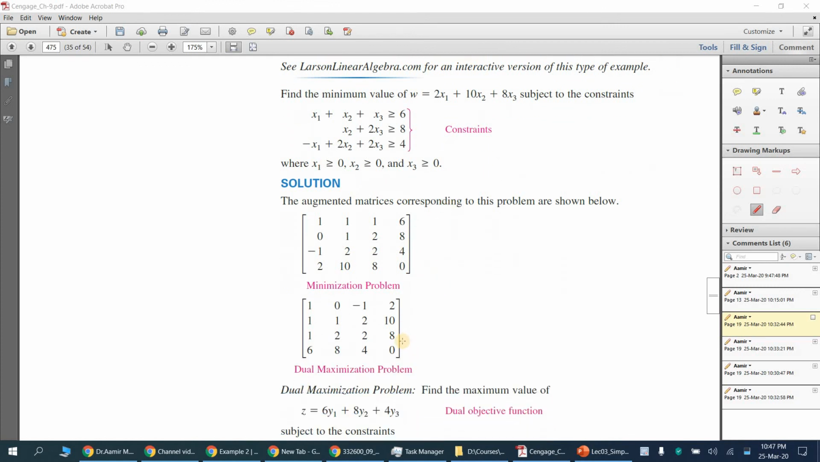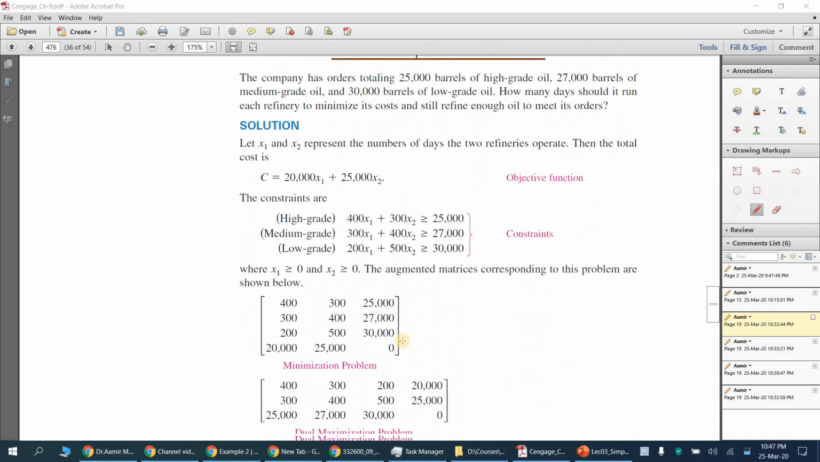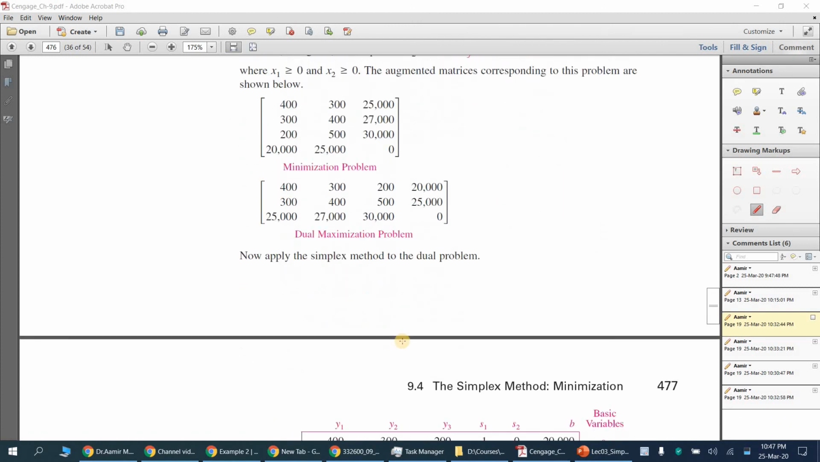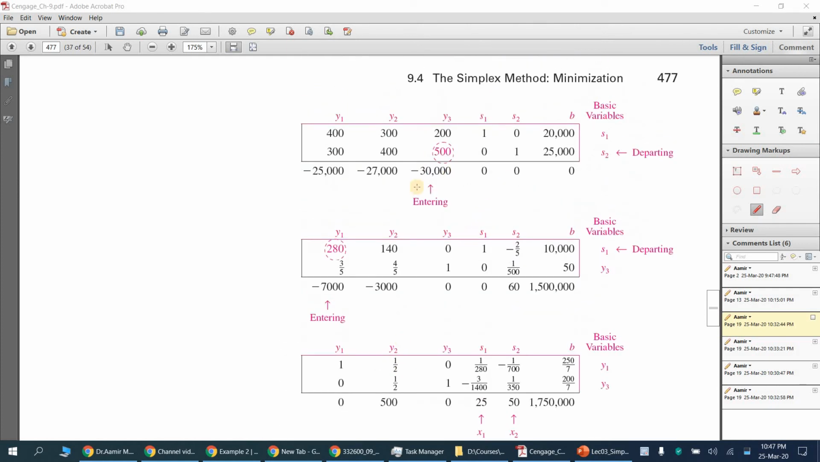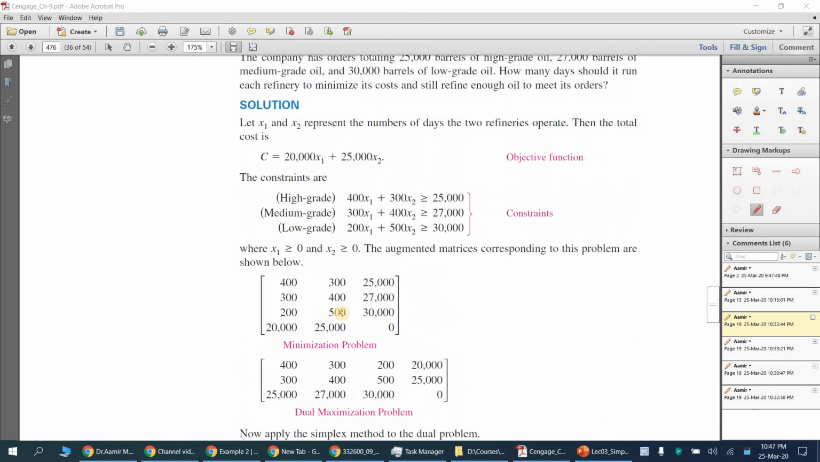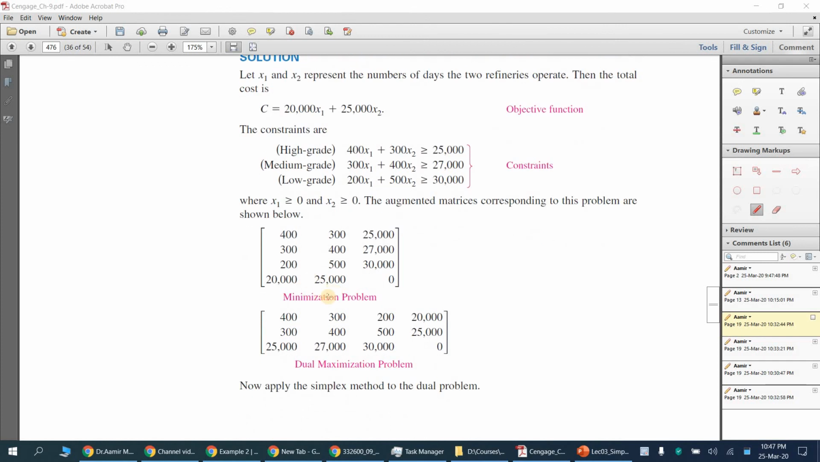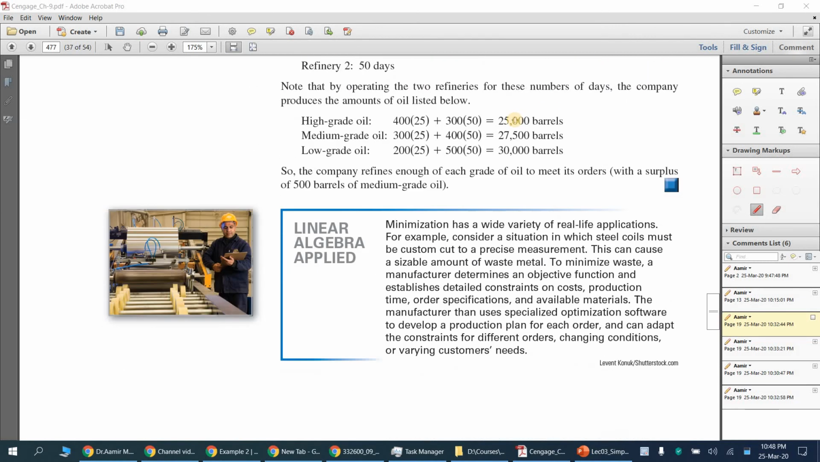So this is minimization, but they convert it to dual. So dual is not good. I don't want you to go to the dual side. They are doing all of them like this. So entering variable, they decide based on the largest negative value, because they convert it into a dual problem where the minimization problem is converted into a maximization problem. Okay, so it's not something you people have studied now.